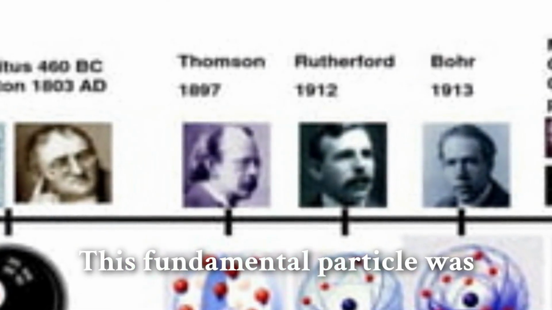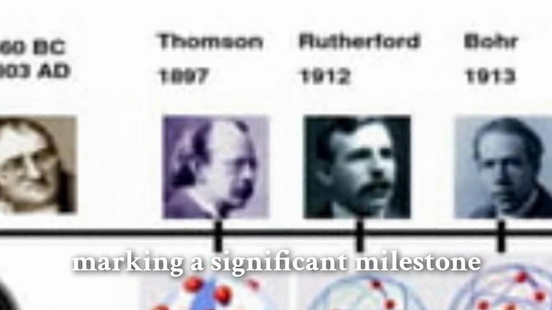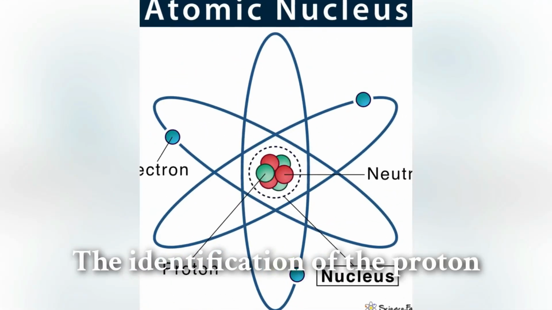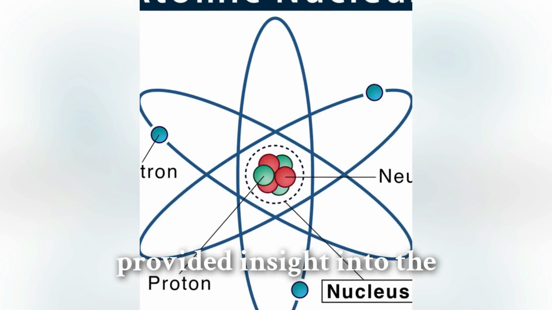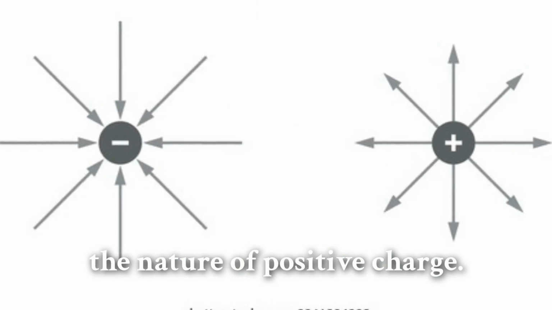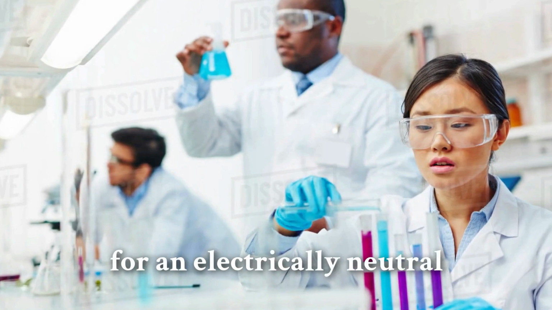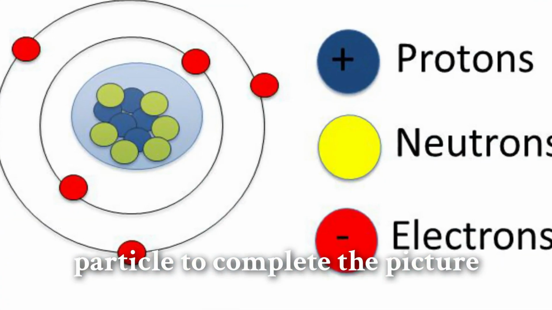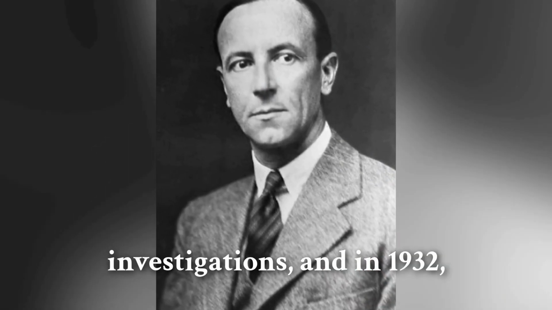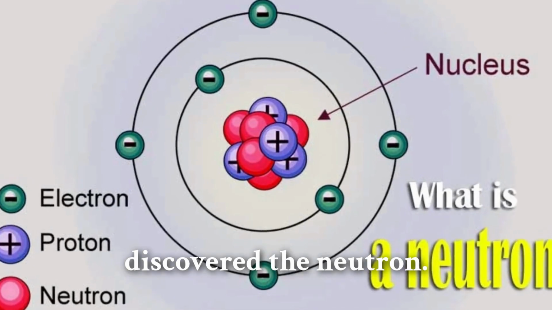This fundamental particle was characterized in 1919, marking a significant milestone in the understanding of atomic structure. The identification of the proton provided insight into the composition of atomic nuclei and the nature of positive charge. As research progressed, scientists recognized the need for an electrically neutral particle to complete the picture of atomic structure. This led to further investigations, and in 1932, physicist James Chadwick discovered the neutron.